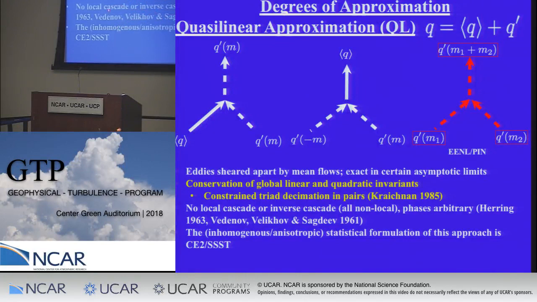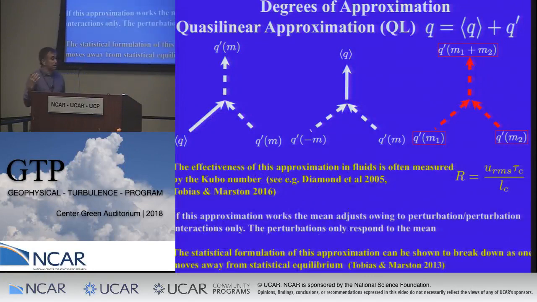The phases are arbitrary. So as I said, the inhomogeneous statistical formulation of this approach is called C2, or stochastic structural stability theory. There's been a lot of evaluation of when this approximation might work, and the plasma physicists are very interested in this. The effectiveness of this approximation in fluids and plasmas is often measured by the Kubo number, R for Kubo, which is essentially a ratio of an RMS velocity over essentially a velocity which you form from the correlation length and the correlation time of the turbulence.